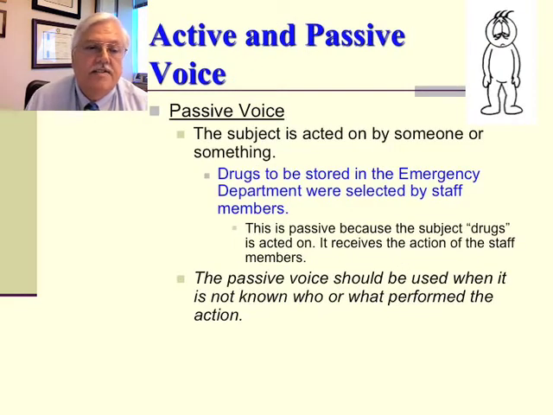On the other hand, let's talk about the passive voice. The subject is acted on by someone or something. Drugs to be stored in the emergency department were selected by staff members. This is passive because the subject, drugs, is acted on. It receives the action of the staff members. The passive voice should be used when it is not known who or what performed the action.